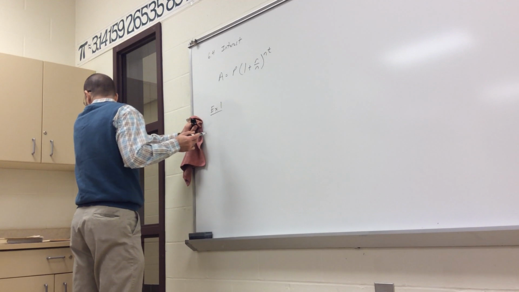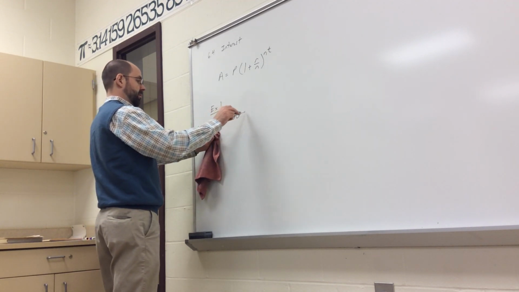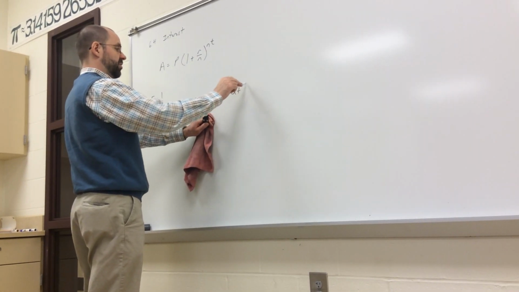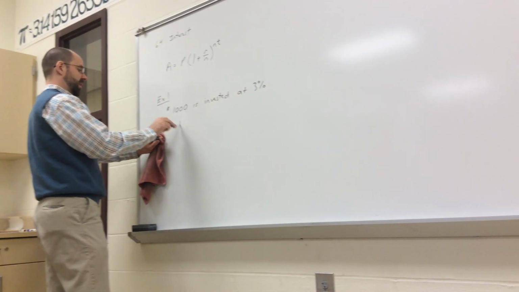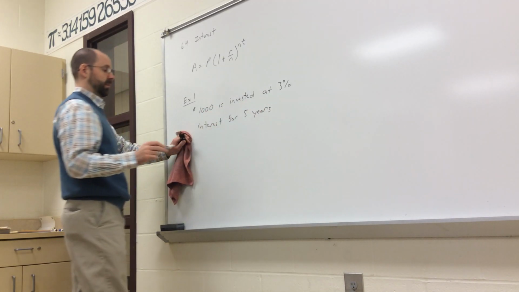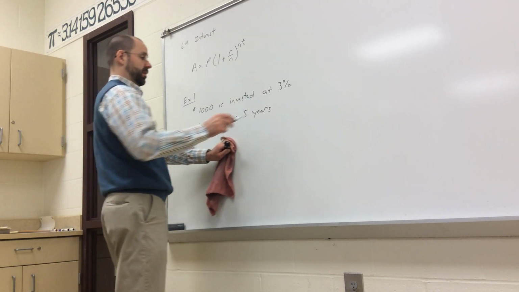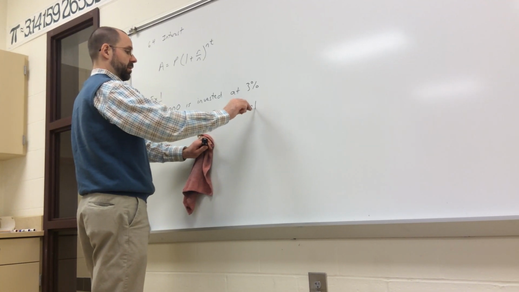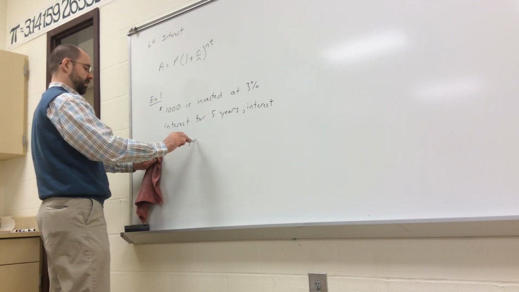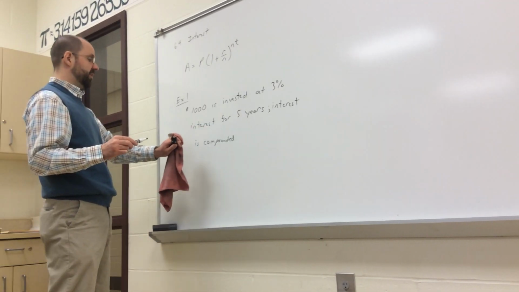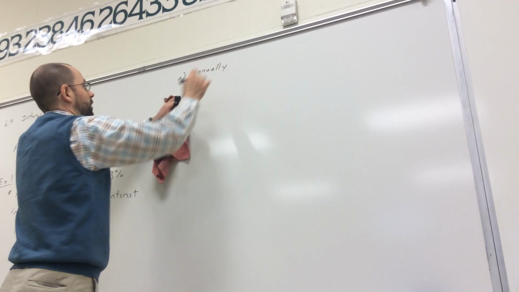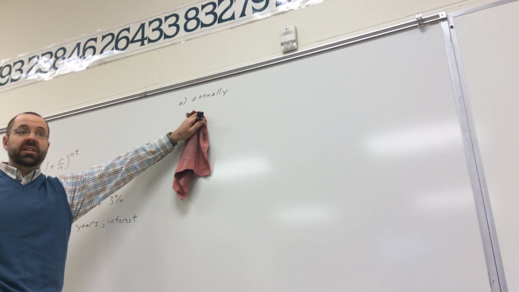So let's say that $1,000 is invested at 3% interest for 5 years. And let's say that the interest is compounded. And we're going to keep changing how often it's compounded. So for part A, it's going to be compounded annually. And of course, annually means once a year.